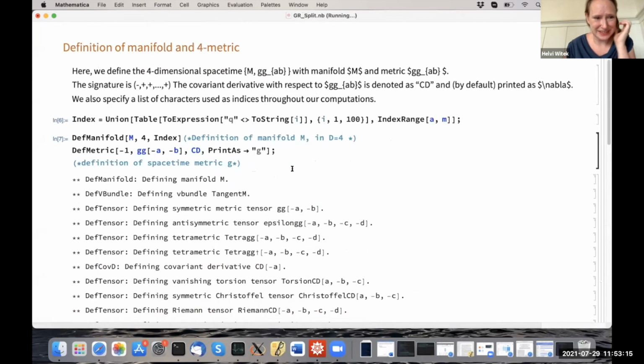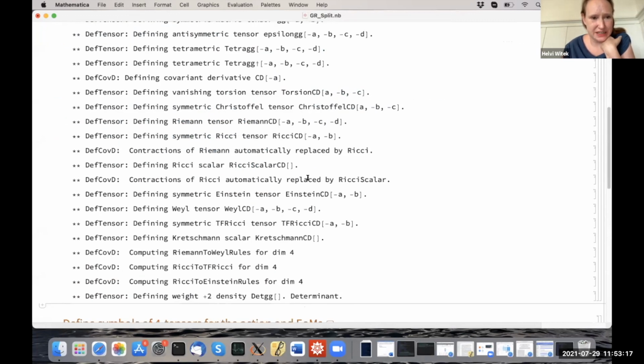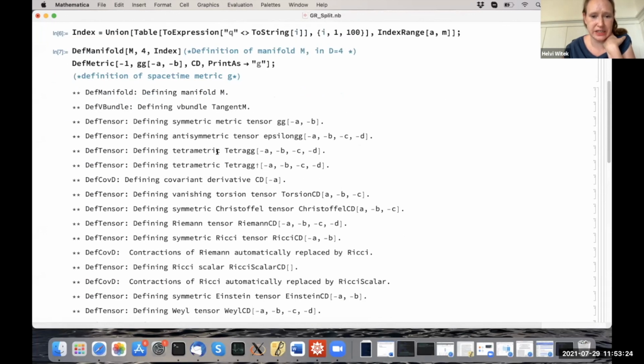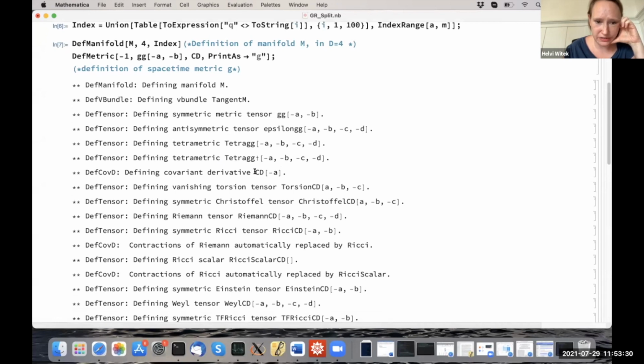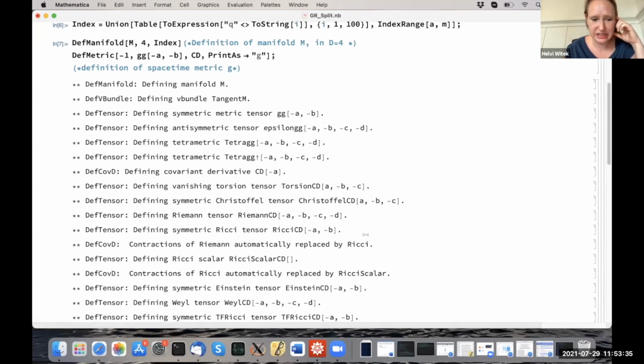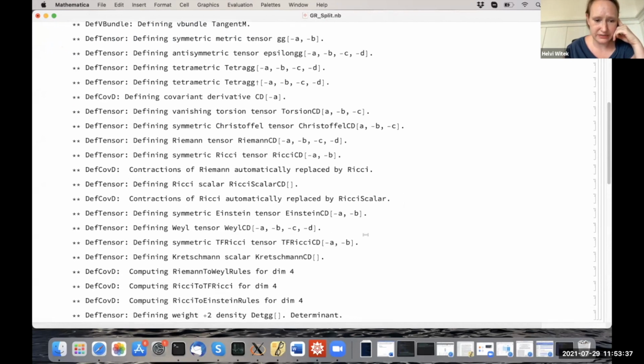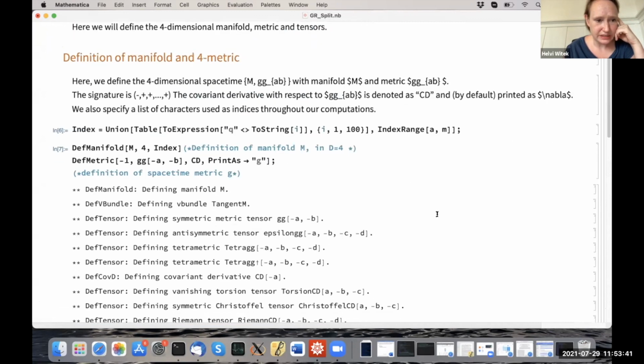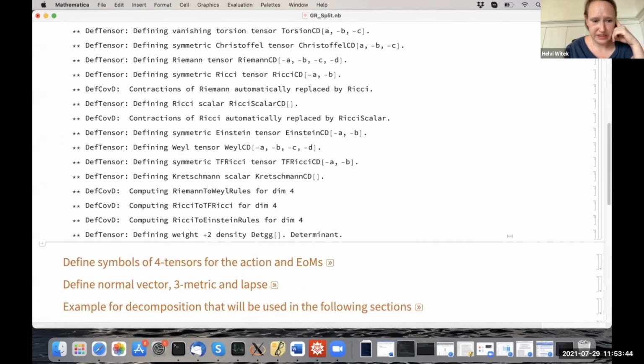Okay. Good. If we define our manifold and define our metric, then xTensor automatically defines our Levi-Civita symbol and tensor. We have our covariant derivative, we get the Christoffels, Riemann tensor, Ricci tensor, et cetera. You can find all the definitions here. Okay, good. So that's our metric.